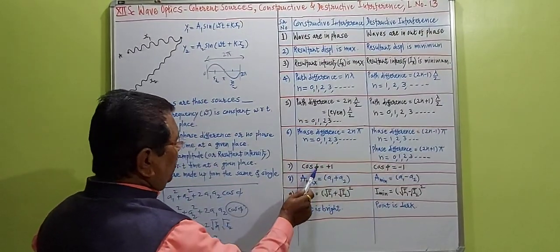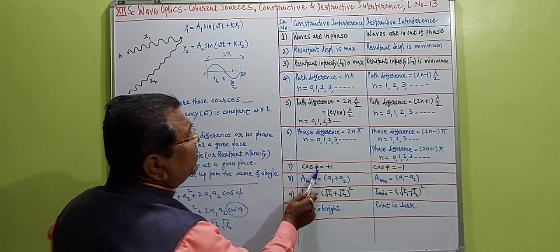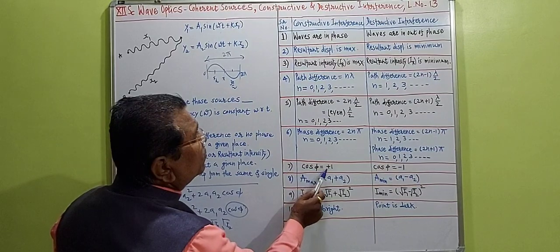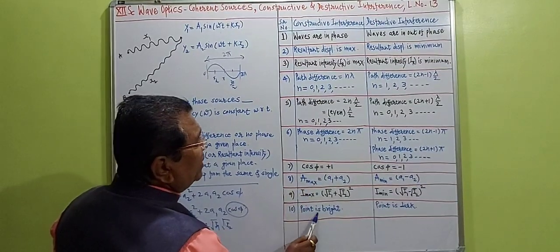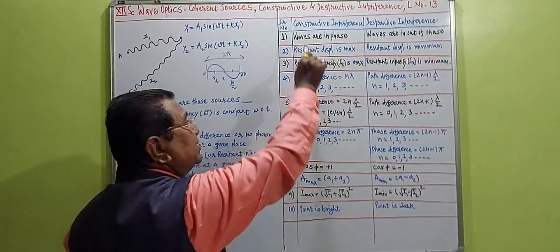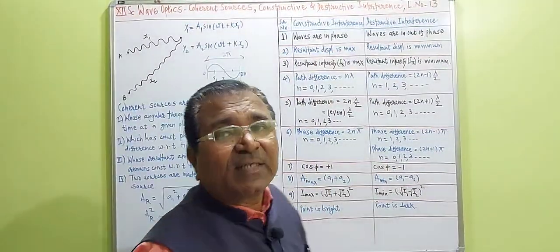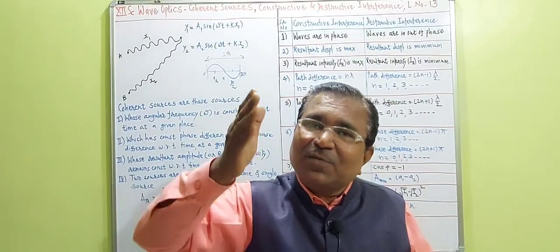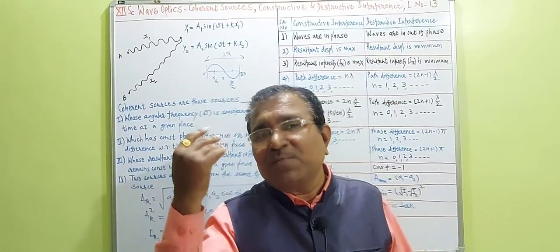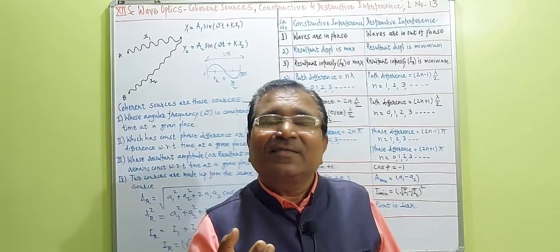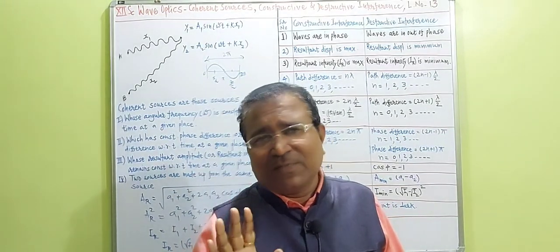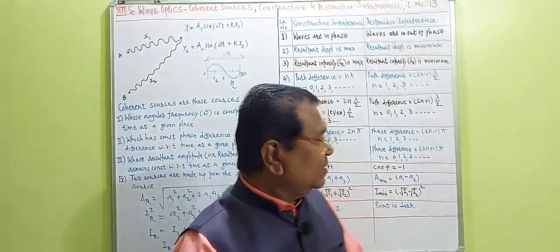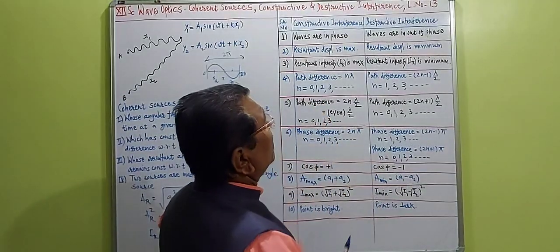Like this. We have already learned that when the phase difference is 0, that means phi is equal to 0, cos 0 is equal to 1 and the point is bright. That I have already explained. This is the content of constructive interference. If we learn the concept of constructive interference, then it will be easier to write the points of destructive interference. In destructive interference, we get a dark point. So I have written here, the point is dark.